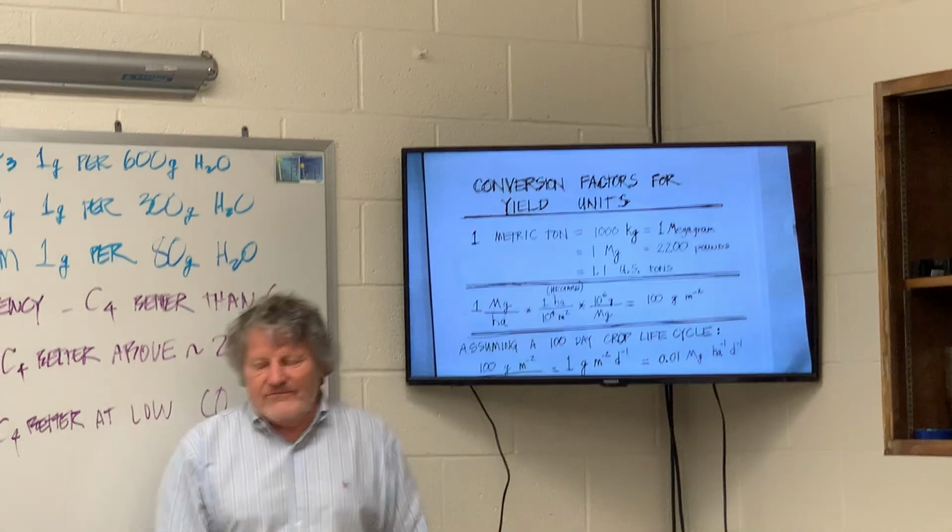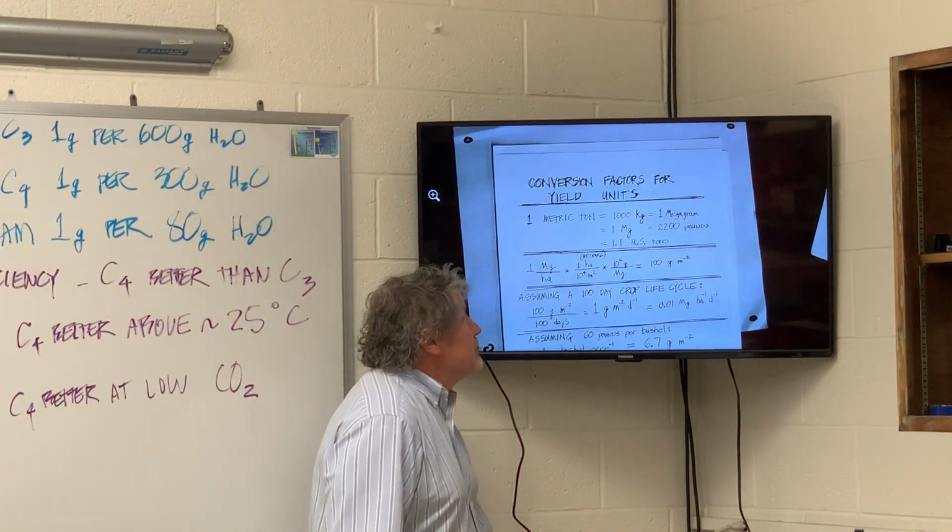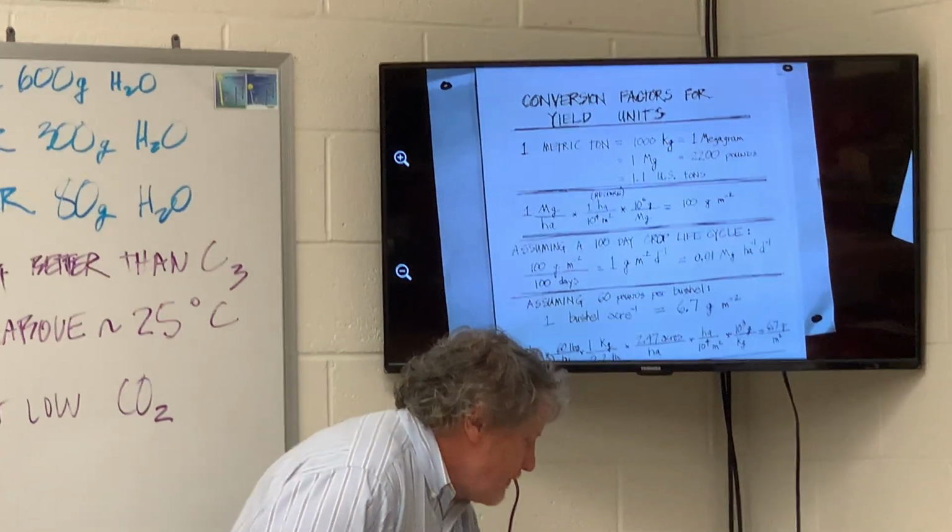Conversion factors for your units. I just worked this out. Now let's go a little bit smaller. I think we can get most of this on here.